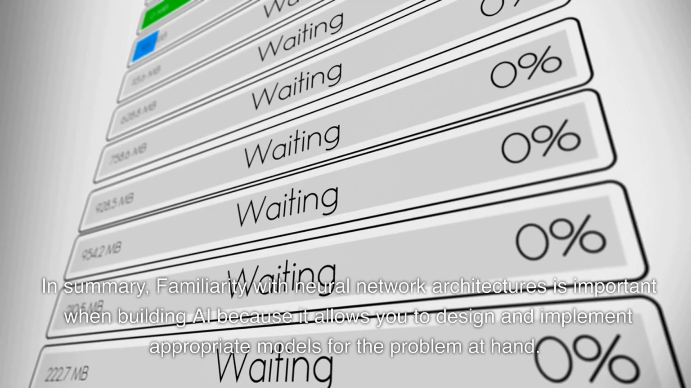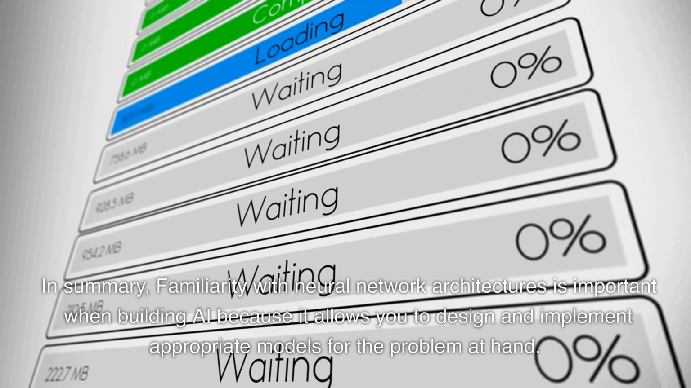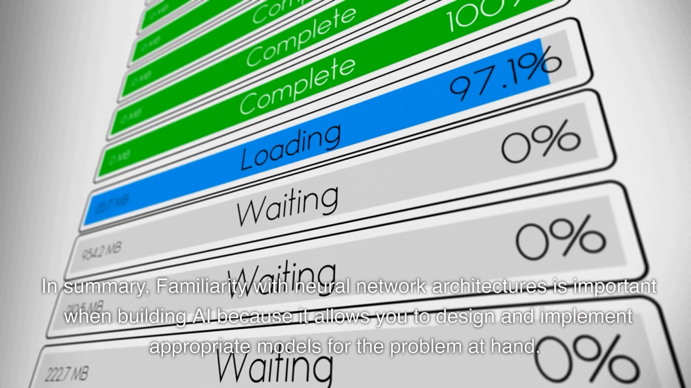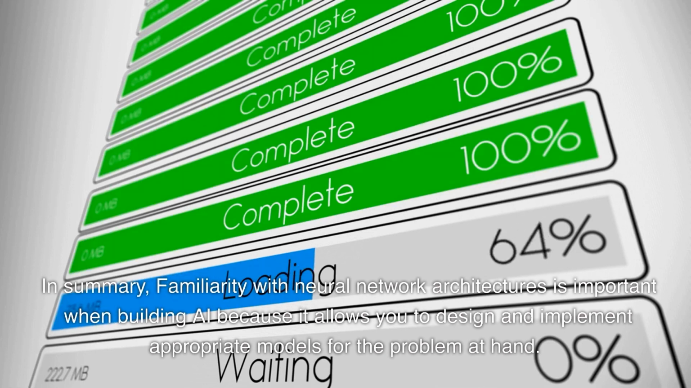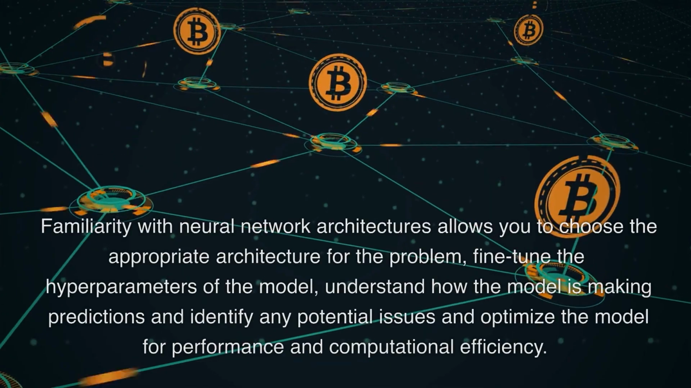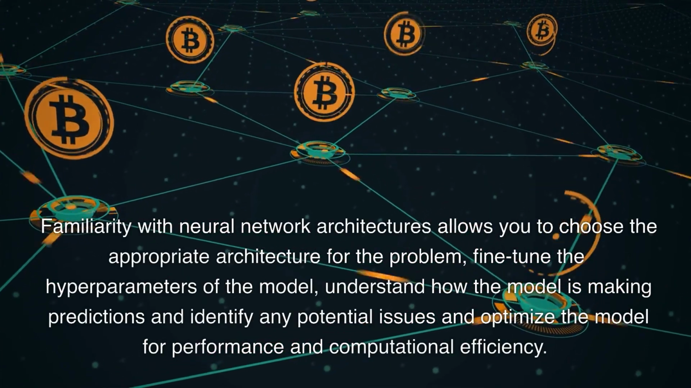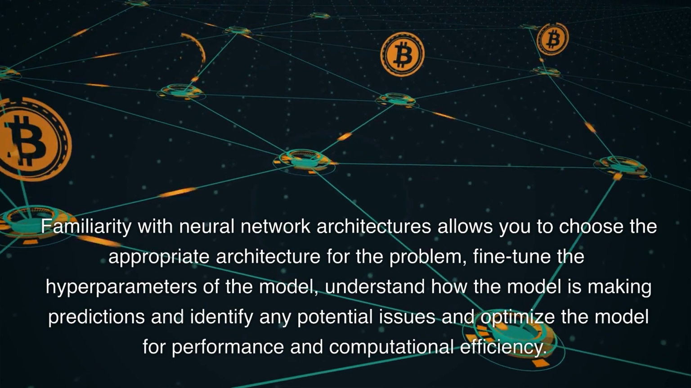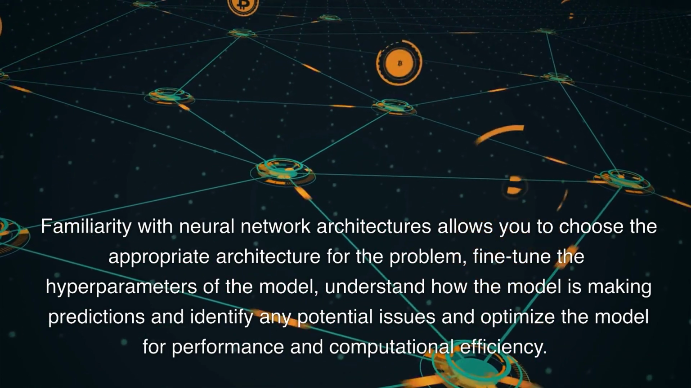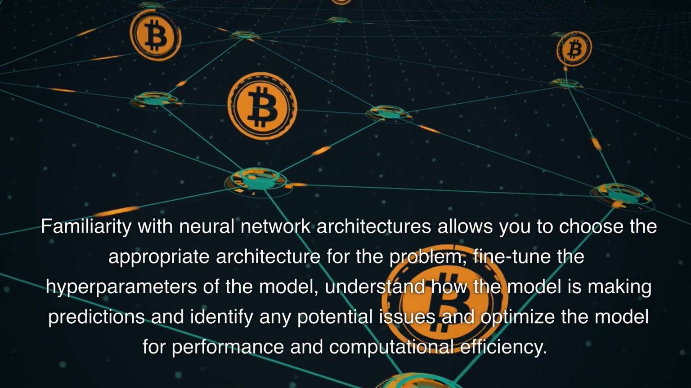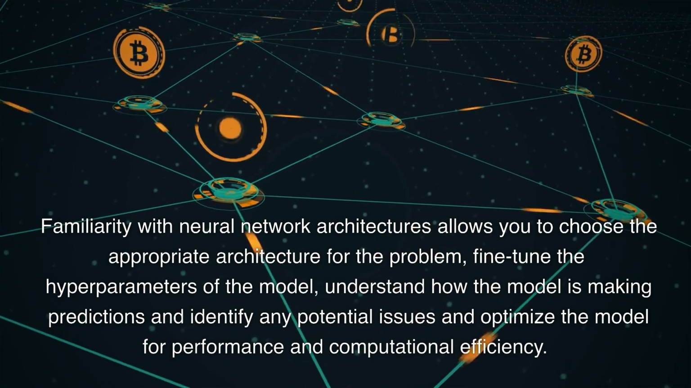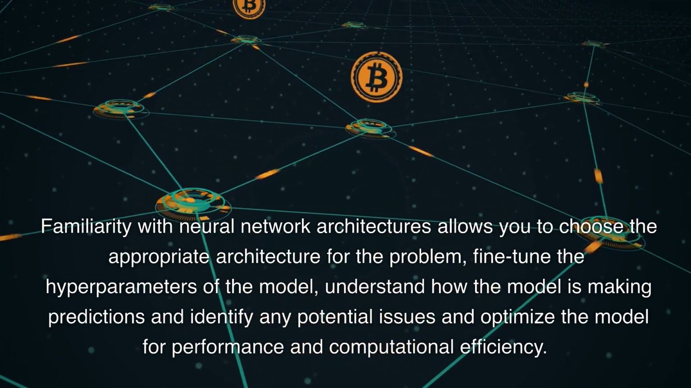In summary, familiarity with neural network architectures is important when building AI because it allows you to design and implement appropriate models for the problem at hand. Familiarity with neural network architectures allows you to choose the appropriate architecture for the problem, fine-tune the hyperparameters of the model, understand how the model is making predictions and identify any potential issues, and optimize the model for performance and computational efficiency.